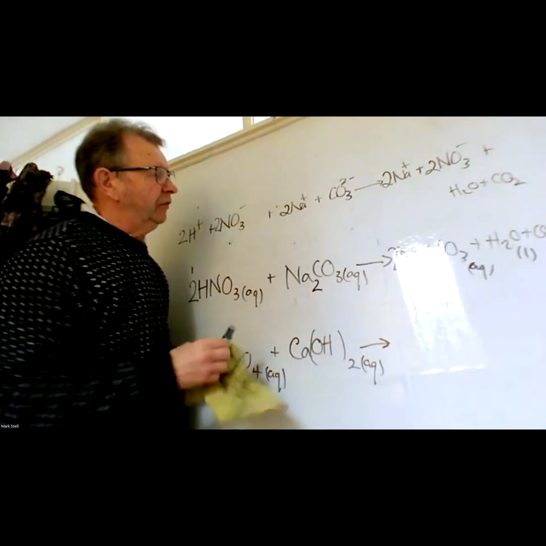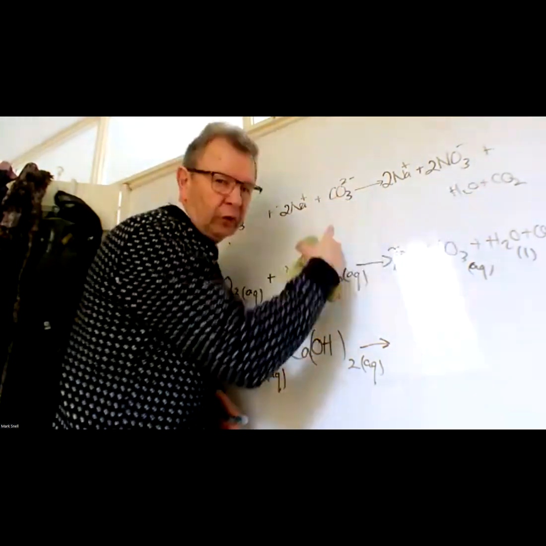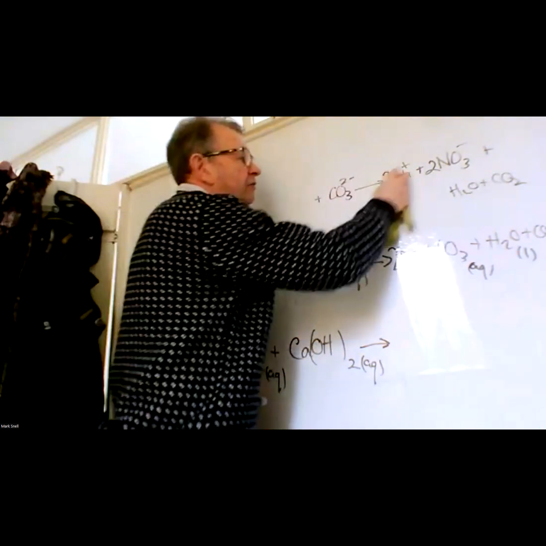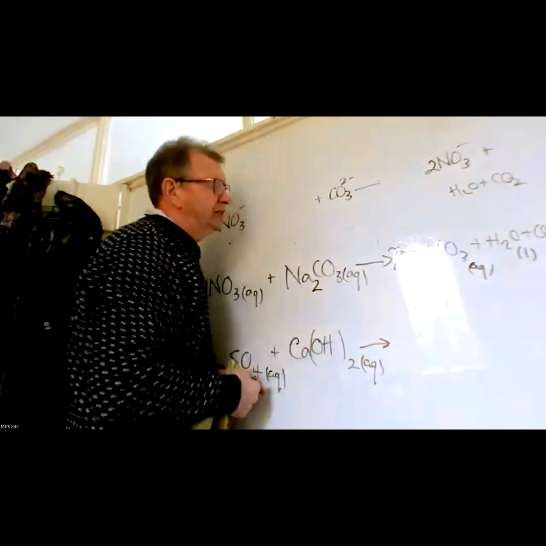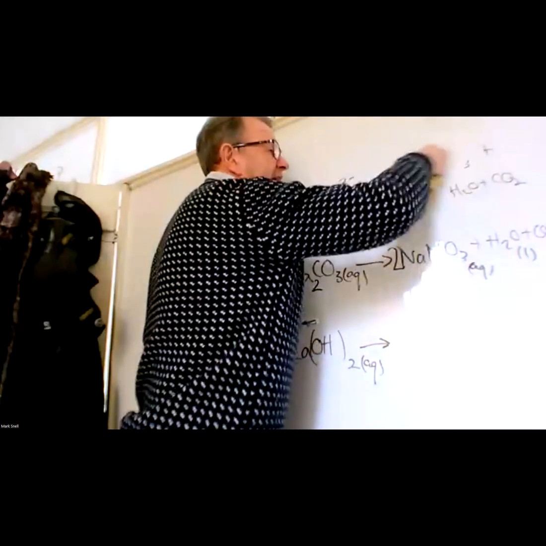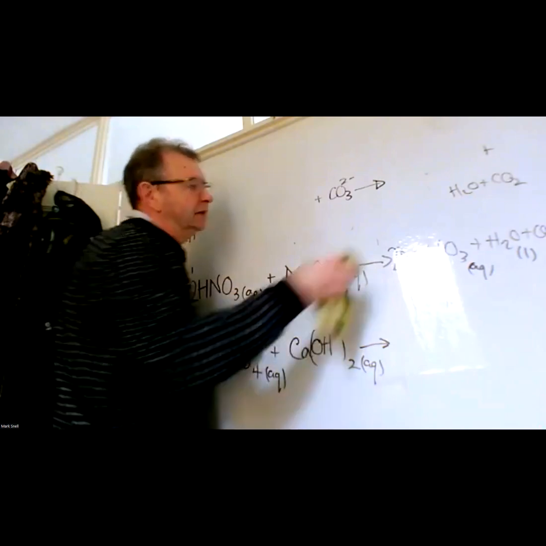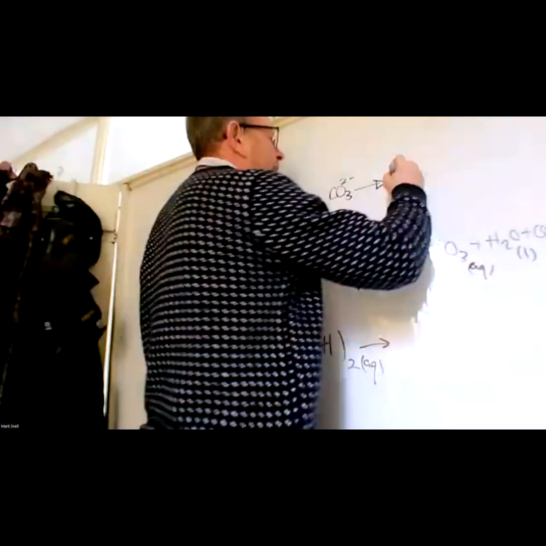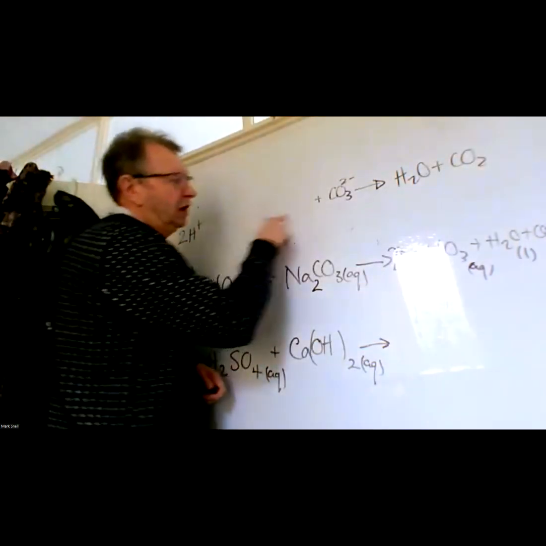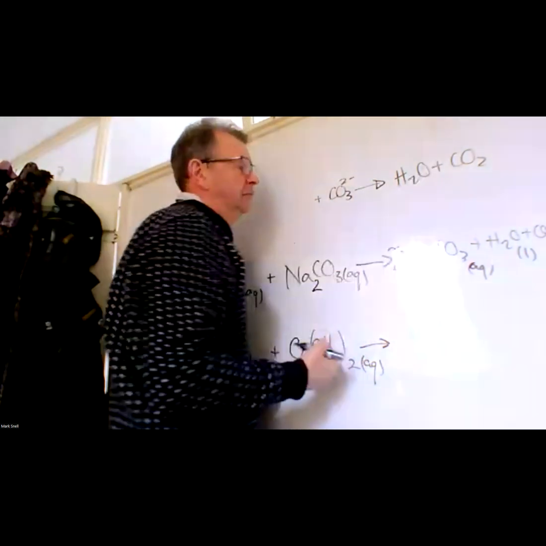Now, if I look at this, I've got carbonate on this side, but not on that side, so I can't get rid of that. I have 2 sodiums here and 2 sodiums there, so I can get rid of those. I also have 2 nitrates here and 2 nitrates here, and that's it. So I'll just rewrite that up here. 2H plus the carbonate anion makes water and carbon dioxide.